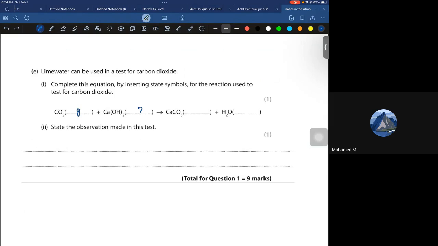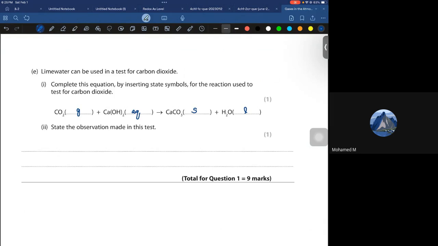Then that's water, isn't it? Liquid? It's aqueous. Liquid is water. And obviously, calcium hydroxide is soluble in water, so that's why we are saying that this is aqueous. It's lime water, dissolved in water. Calcium carbonate is solid, and H2O is liquid. State the observation made in this test.